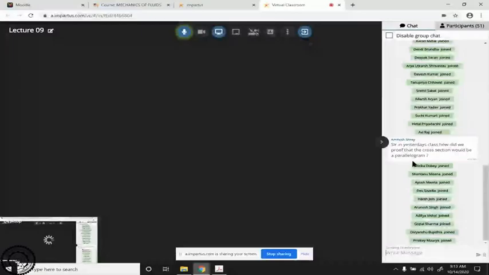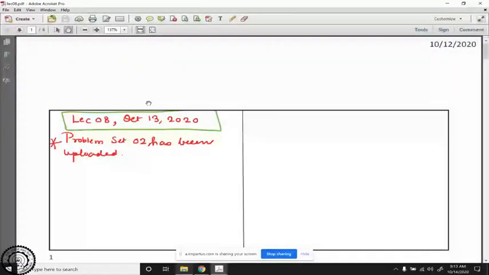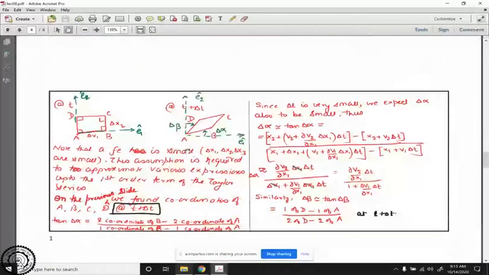Okay, in yesterday's class, how did we prove that the cross section would be a parallelogram? I did not prove it. I just put a side comment, and let me bring that slide. Then I'll tell you what the argument is. So I gave sort of a hint, and you can prove it yourself if you wish. See, this is what I was showing.